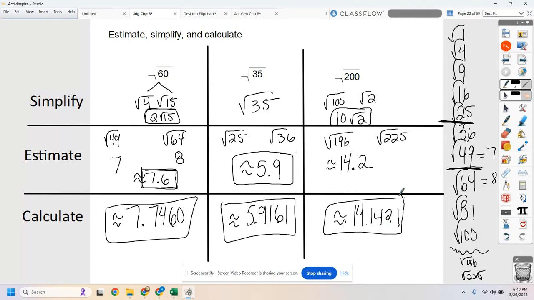So that is a skill that's good just for regular math knowledge. Hopefully if you have any questions on that, we can talk about it tomorrow.